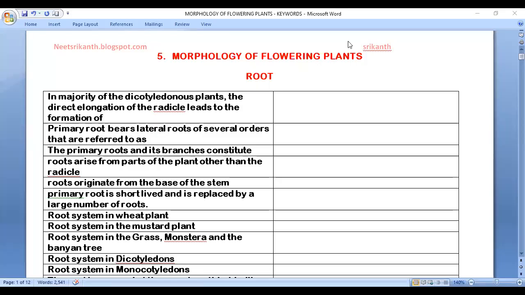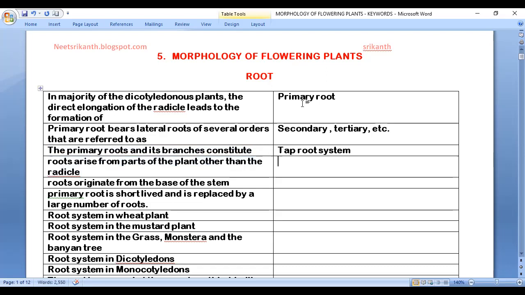Morphology of flowering plants. Let's start with the root. In the majority of dicotyledonous plants, the direct elongation of the radicle leads to the formation of the primary root. The primary root bears lateral roots of several orders that are referred to as secondary, tertiary, etc. The primary root and its branches constitute the taproot system.